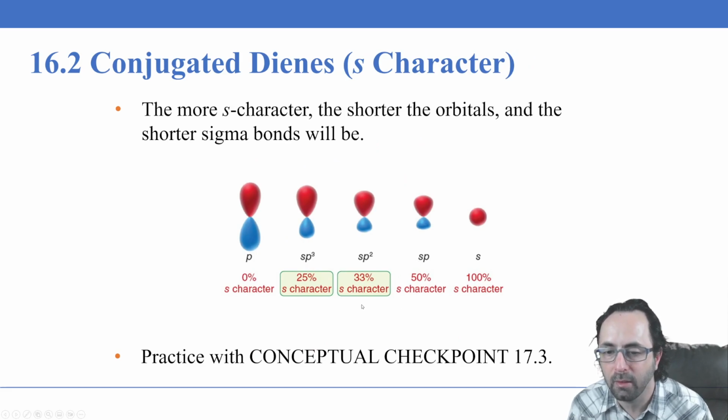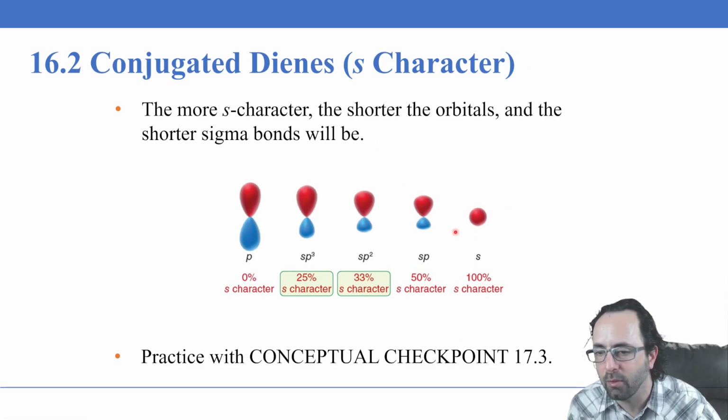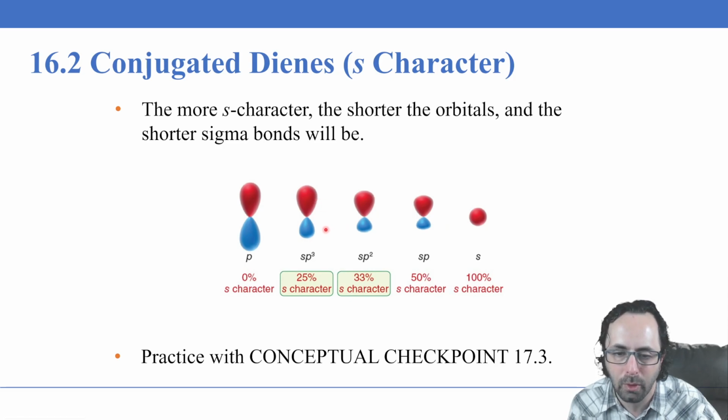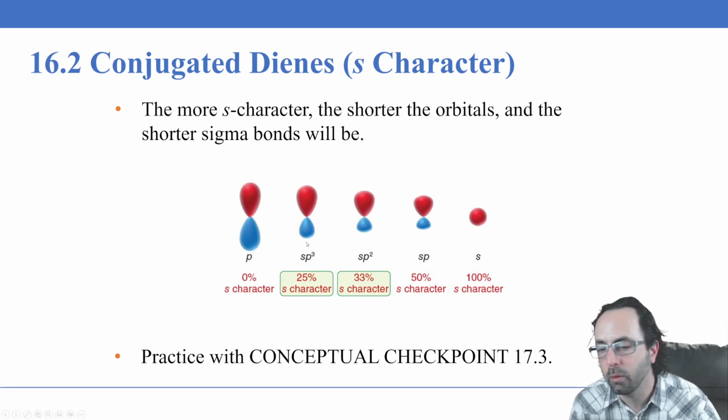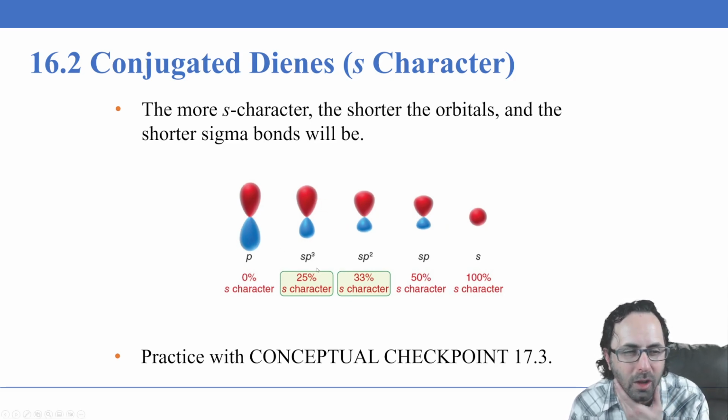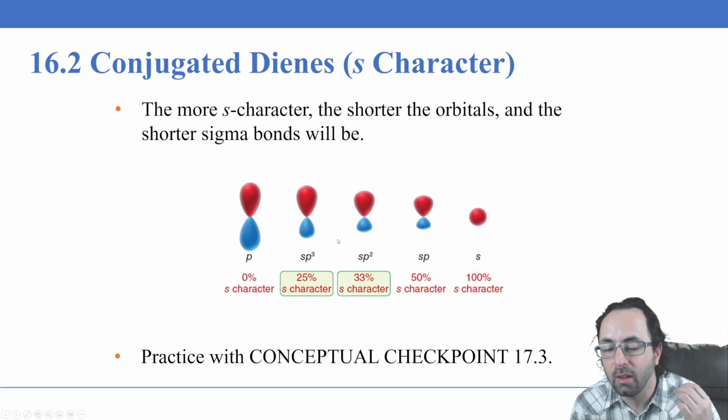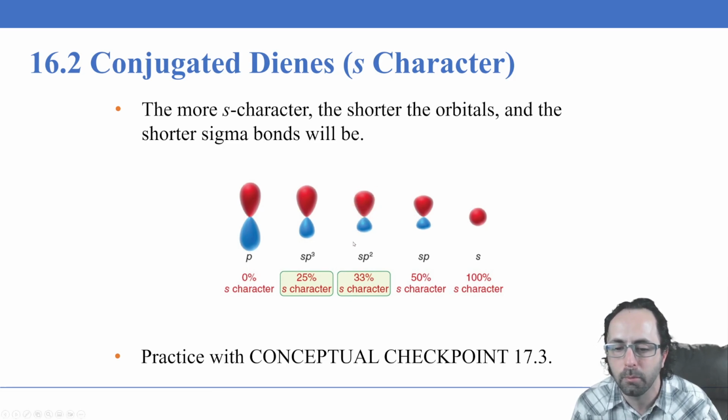So you can see the size here. Basically, the more s character you have, the smaller the orbital is. So an s orbital is smallest, then sp, then sp2, sp3, then p orbitals. This was also important, remember, when we were talking about the stability of negative charges that reside in these orbitals, being closer to the nucleus, being smaller, and so forth.